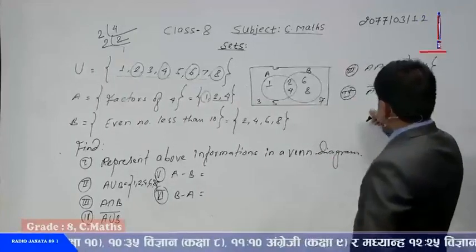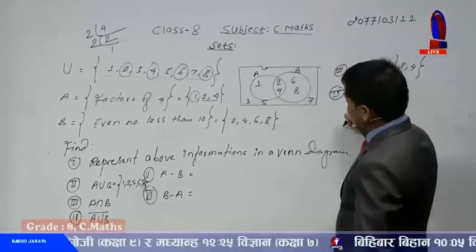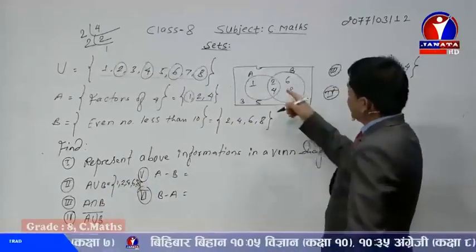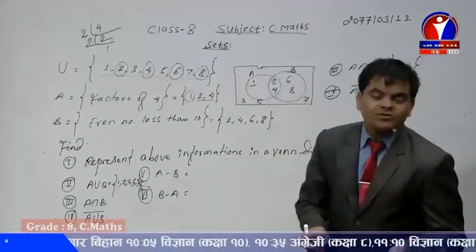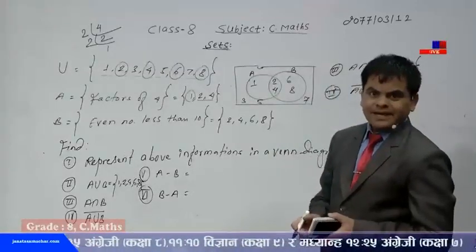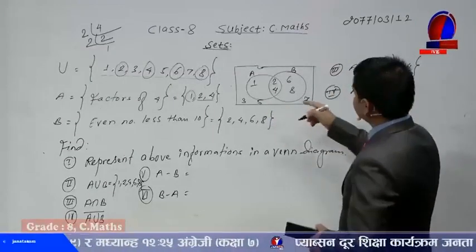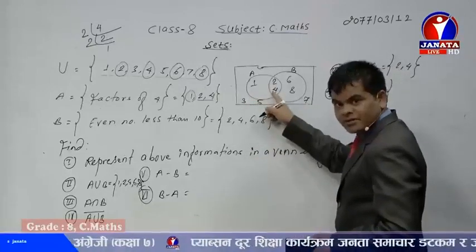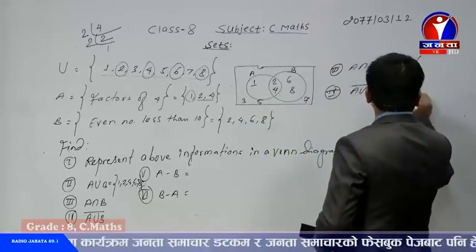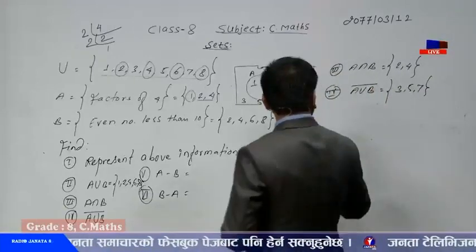It means, dear students, as I had told in the previous class also, the elements except those contained in A union B. That means those elements which are present outside of the circle but inside of the rectangle are known as A union B complement. So for A union B complement, the elements outside of the circle but inside of the rectangle are 3, 5, 7. So these are the elements contained in set A union B complement.